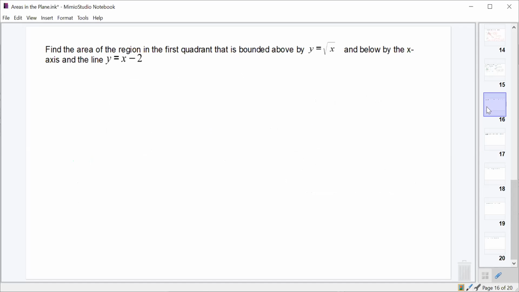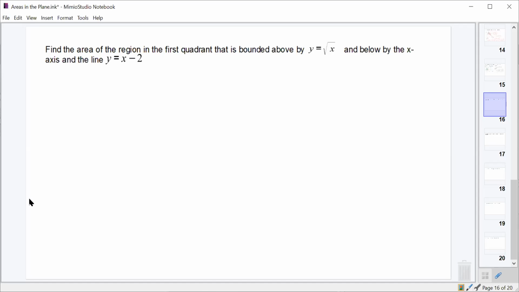Okay. Time for some fun here. Are we feeling okay? We feel like we kind of get the idea here. Look for the upper function, look for the lower function, and integrate. Find the points of intersection if you need to and integrate them.